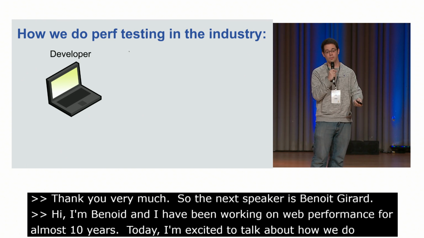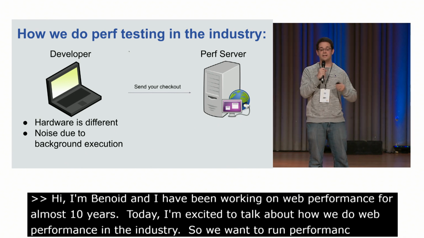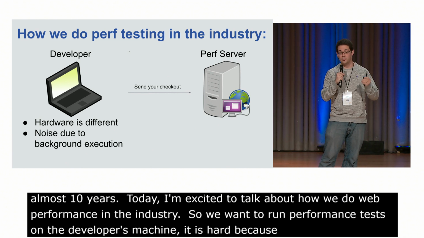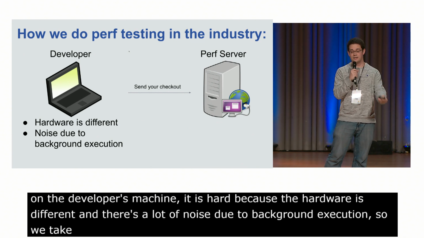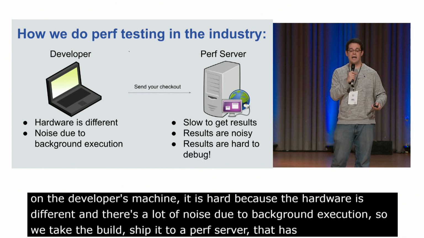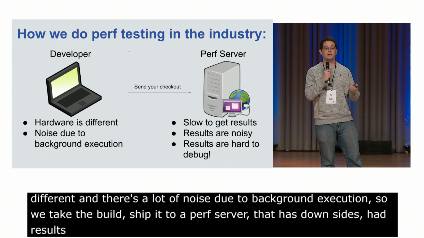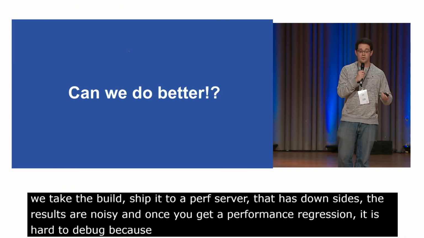Ideally, we want to run performance tests on the web developer's machine, but it's really hard because the hardware is different, and there's a lot of noise due to background execution. So what we do is take the build and ship it off to a perf server, and that has a bunch of downsides: it can be really slow to get results, the results can be very noisy, and once you get a performance regression, it's really hard to debug because you might not have debug symbols or access to the machine. So can we do better than this?